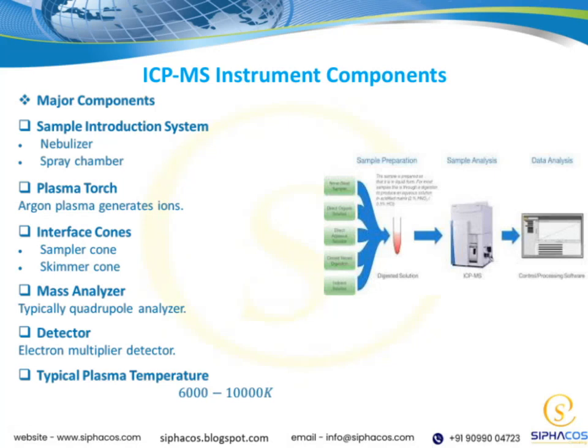Let's take a closer look at the key parts of an ICP instrument. Each component plays a crucial role in turning a sample into precise, measurable data. From the plasma source that ionizes the sample, to the mass spectrometer that separates ions by their mass-to-charge ratio, every piece works together seamlessly. Understanding these components helps us appreciate how this technology delivers such accurate and sensitive elemental analysis.